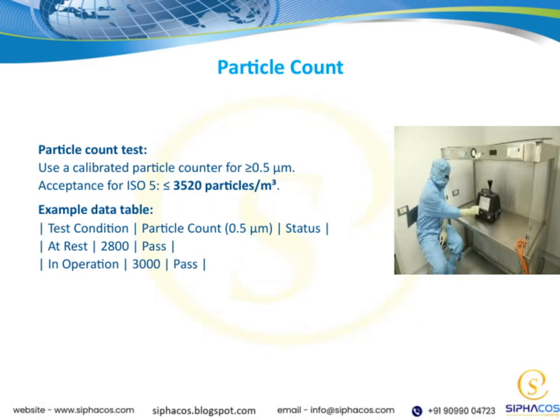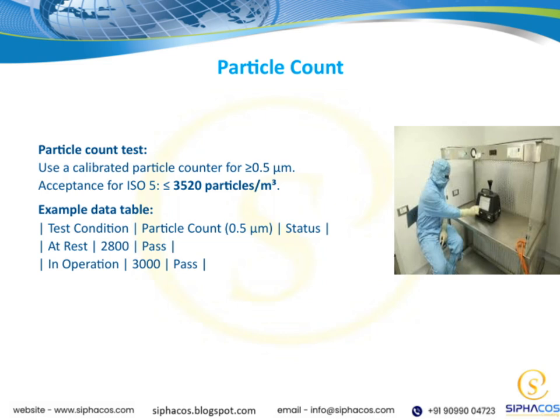This test involves using a calibrated particle counter that can detect particles of 0.5 micrometers or larger. The goal here is to ensure that the environment meets the strict ISO 5 standards, which require a particle count of no more than 3,520 particles per cubic meter. In the example data table, we see two test conditions, at rest and in operation. During both conditions, the particle counts were 2,800 and 3,000 respectively.